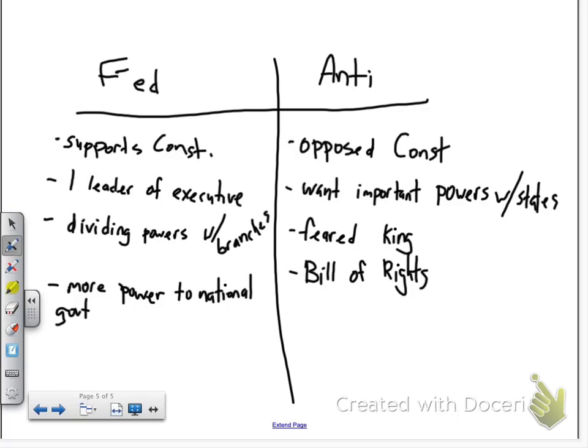And is that it? Is there one more? Dev? Wanted the legislative branch to have more power than the executive. They wanted the legislative branch to be more powerful than the executive branch. That's why I put the greater than symbol, just to kind of shorten it. So sometimes when you take notes, it's okay to shorten things as long as you can understand it.